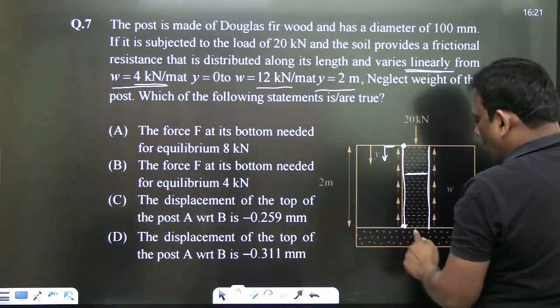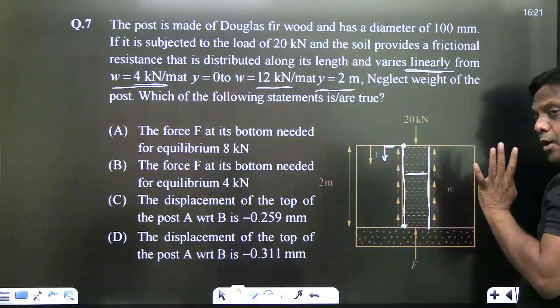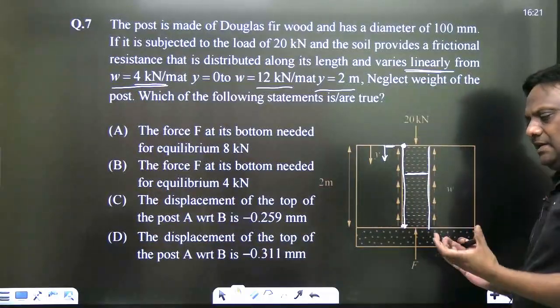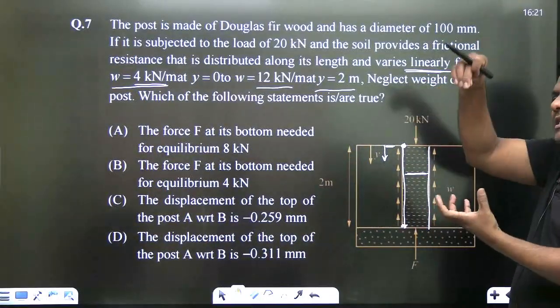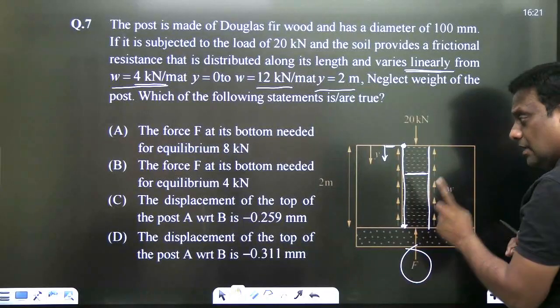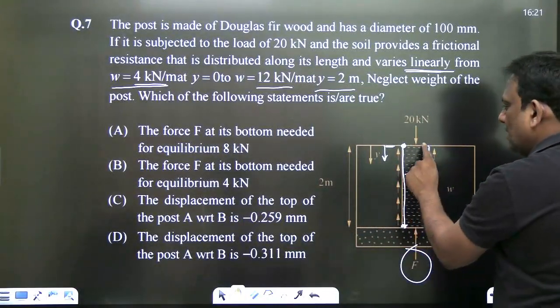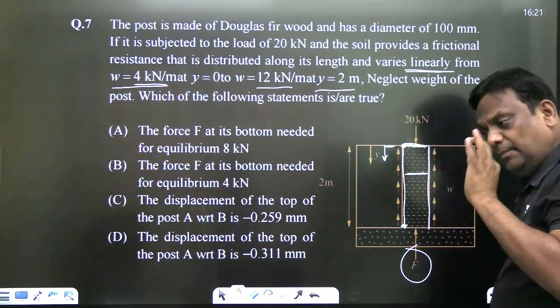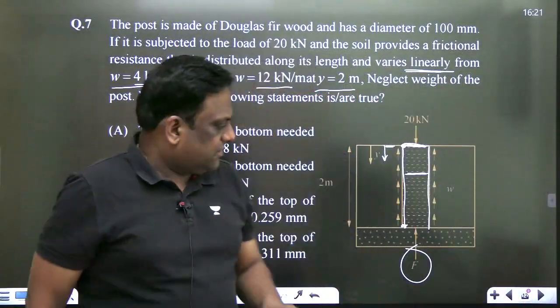So what is he asking? What is the force at the bottom? When there is a downward force, there is an upward resistance. So he is asking what is the net force. Apart from this, what is the displacement of the top of this? How much will this displace? Let me do this question, sir. First, I will explain the question, then we'll try to solve it.